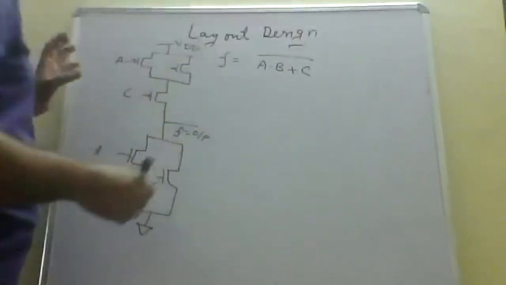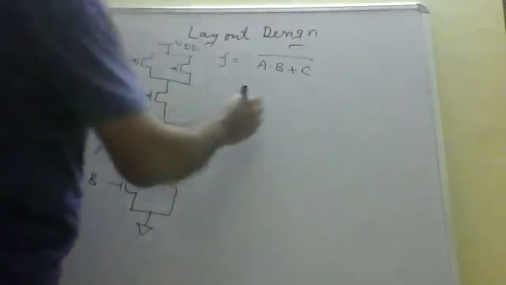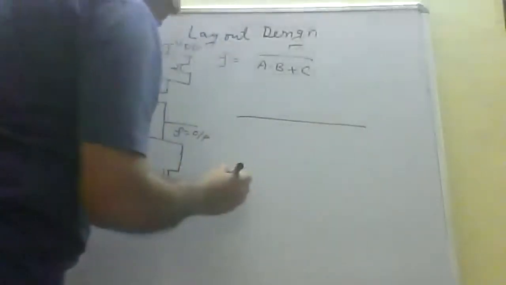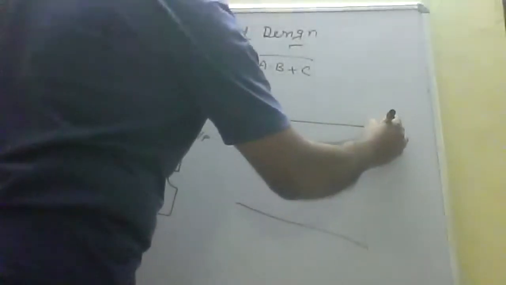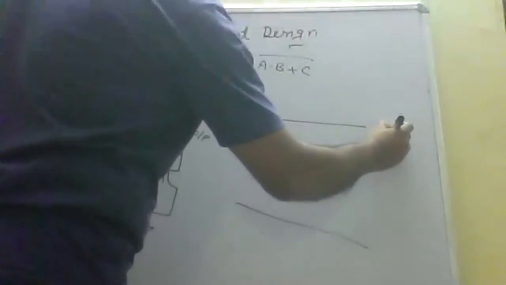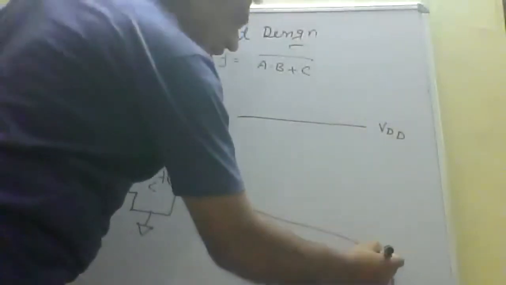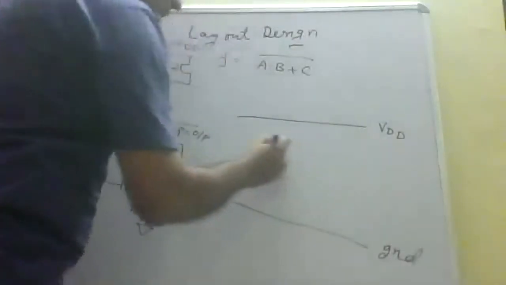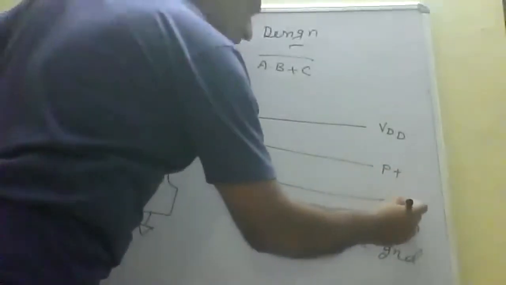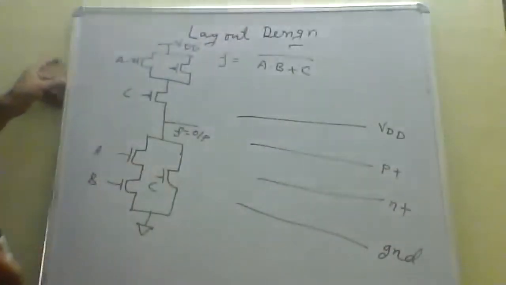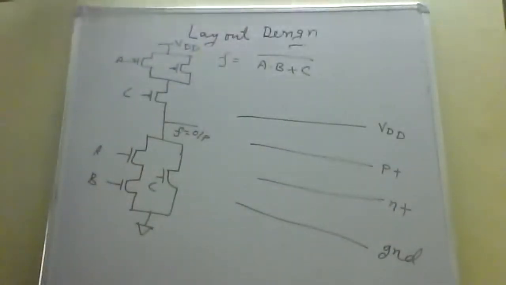Now, how to draw the stick diagram for this? Suppose I draw like this. This is the stick diagram for this circuit. This is the metal, blue color VDD and blue color GND, and P plus and N plus. These 4 lines are fixed for every layout, every stick diagram.